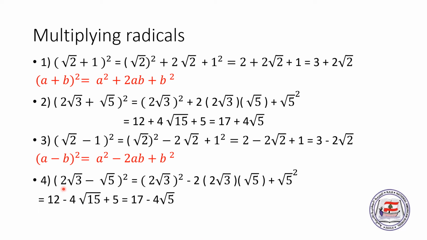Number 4, 2 radical 3 minus radical 5 squared. It gives 2 radical 3 squared as the first term minus 2 multiplied by the first term, 2 radical 3, then by the second term, radical 5, added to the square of the second term, so it's radical 5 squared. Reducing this expression, we get 12 minus 4 radical 15 plus 5, so it's 17 minus 4 radical 15.